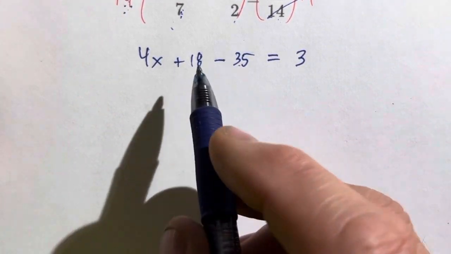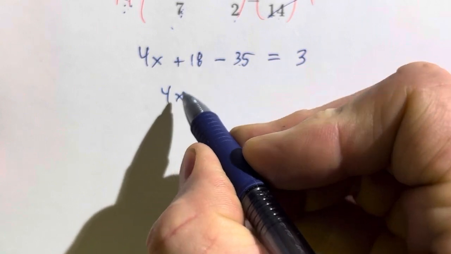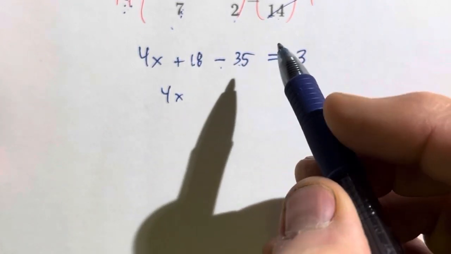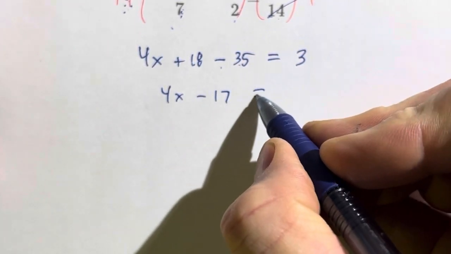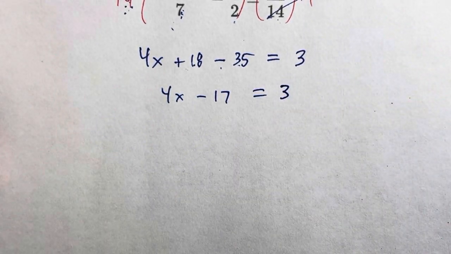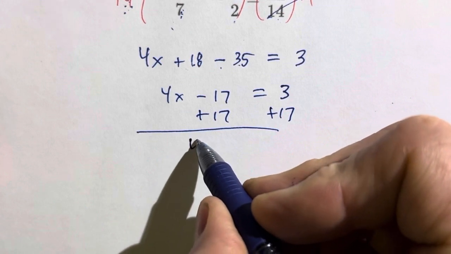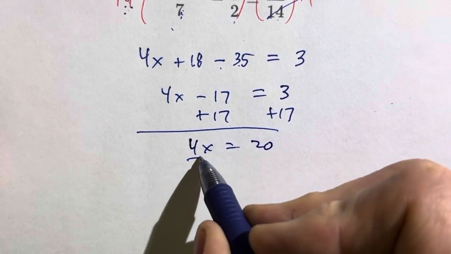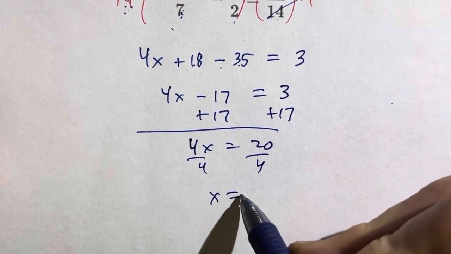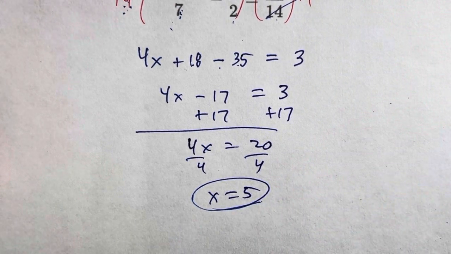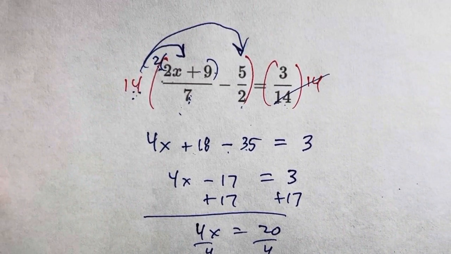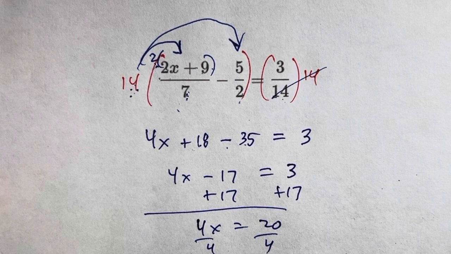All right, here's like terms right there, so I'm going to put them together. So it's 4x, and then 18 minus 35 is a -17. Okay, and then I'm going to add 17 both sides. That's a 20, and then divide by 4, and this is easy now, 5. 5 is my answer. Let's put it back in, check it, make sure, okay?